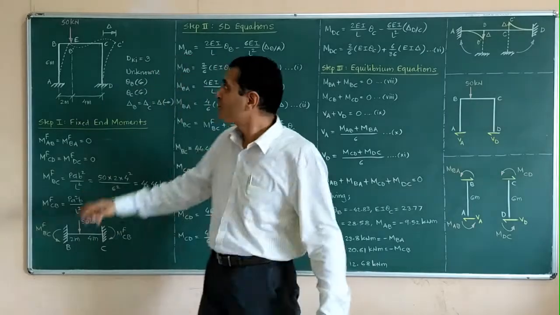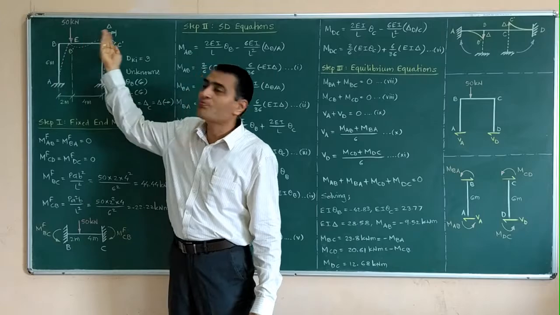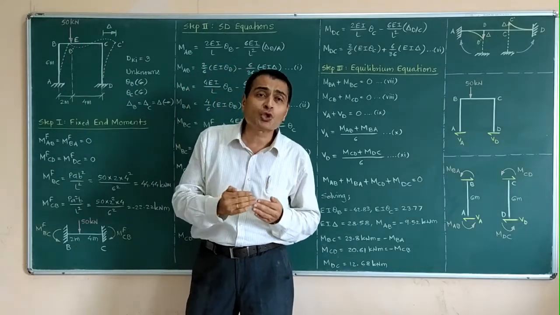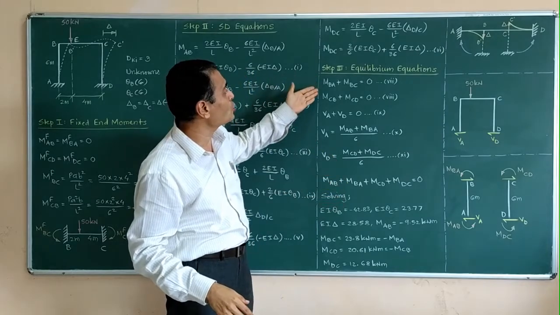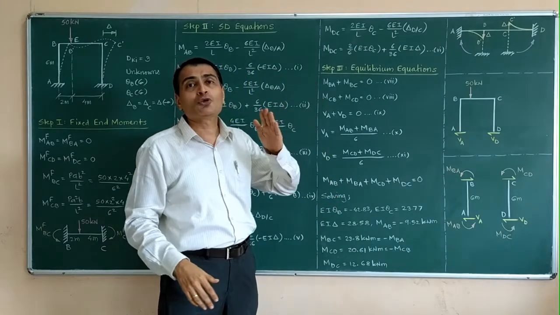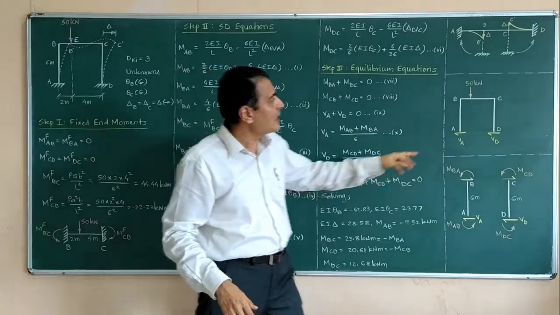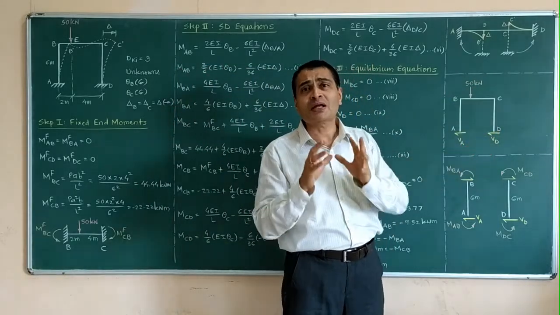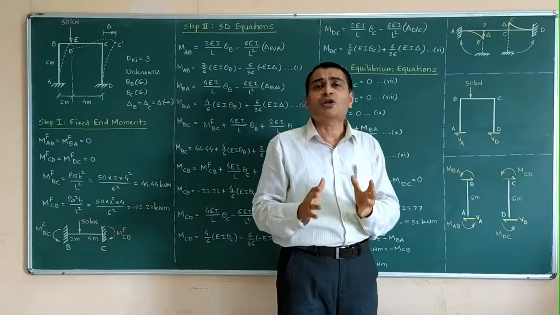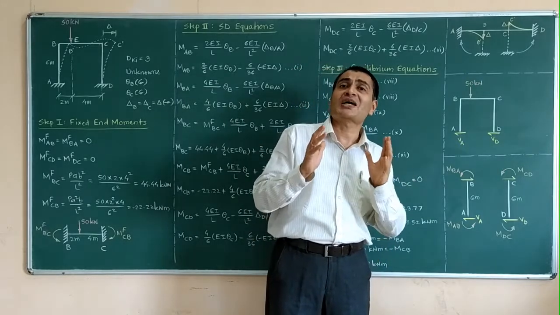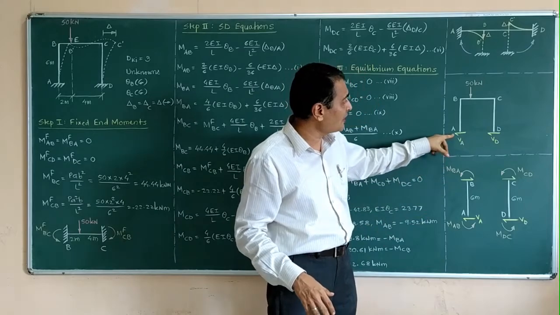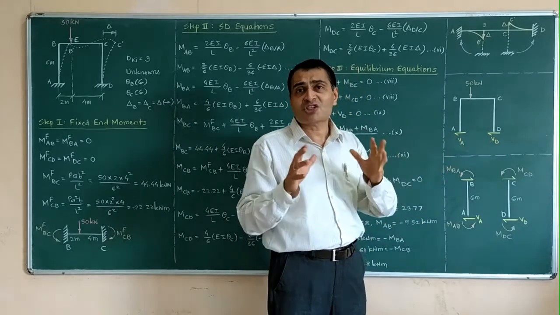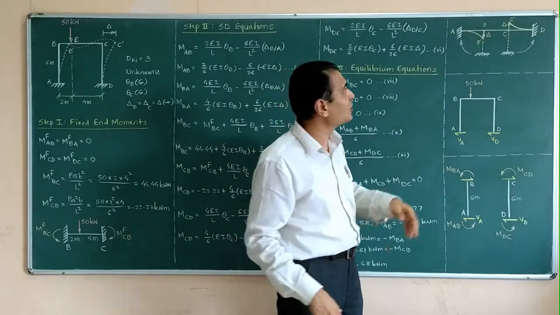So I am writing M of BA plus M of BC should be equal to 0. M of CB plus M of CD should be equal to 0. As usual, those 2 equations I have written. Then to write the force equation, I have drawn an incomplete FBD of the entire frame, and using shear force sign convention, I have shown leftwards VA here, leftwards VD here. Last problem I tried to discuss this sign convention.